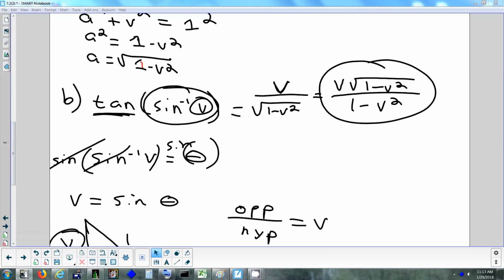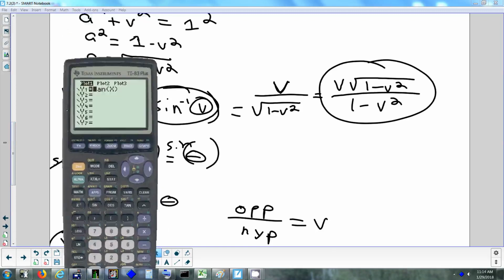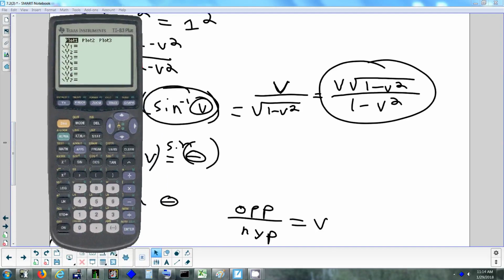Let's use this calculator. A little older, but it'll work. So I'm going to plug in the tangent of the inverse sine of v. So tangent of inverse sine. I can't use v, I have to use x. There's the first one. And for the second one, I think it's going to be easier for me to type it in the first way. That's less stuff to type. So it's x divided by the square root of 1 minus x squared. Okay, so what we're looking for is that these two graphs look the same.